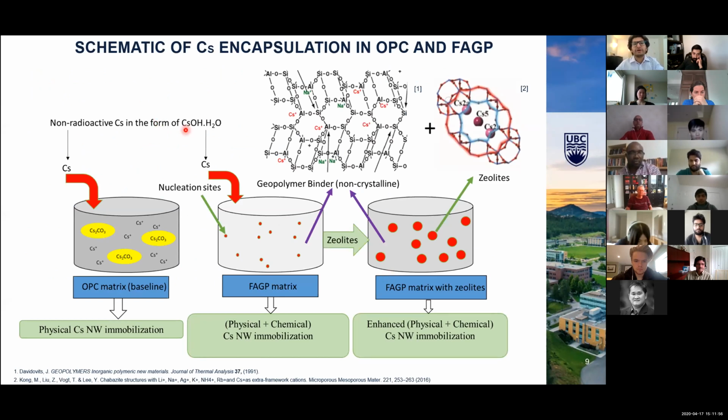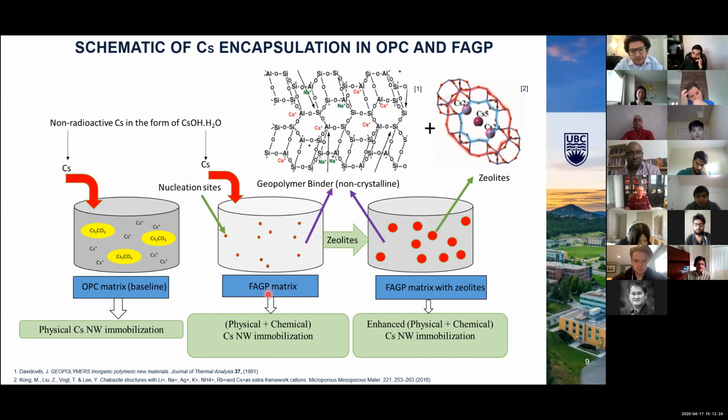If we look into the schematic of how the system looks like. For my project, I'm using non-radioactive cesium in the form of cesium salt, which is cesium hydroxide. If we look into the OPC matrix, it has already been proven that in ordinary Portland cement, there is only physical immobilization or encapsulation of cesium.